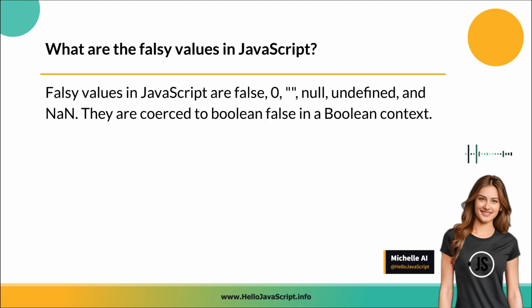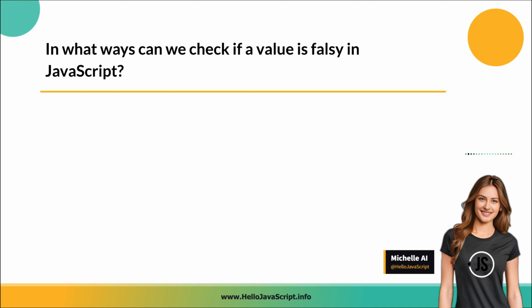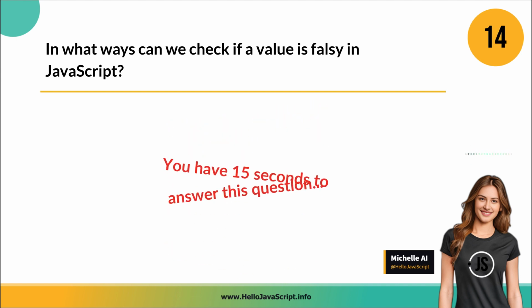The correct answer is: falsy values in JavaScript are false, 0, empty string quotes, null, undefined, and NaN. They are coerced to Boolean false in a Boolean context. This is the next question. In what ways can we check if a value is falsy in JavaScript?